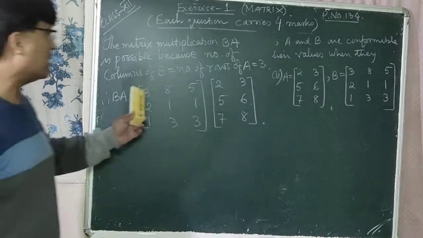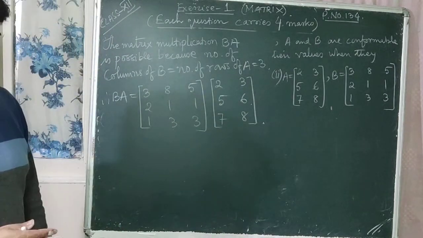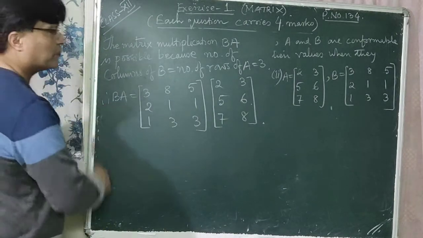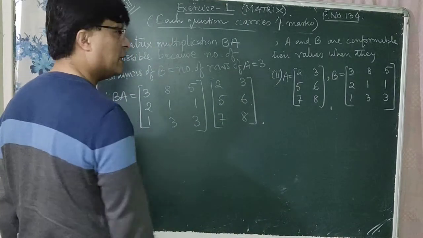Okay, so you can multiply them because the number of columns of B is equal to the number of rows of A. So what will be the order of BA? Can you tell me what is the order of BA?